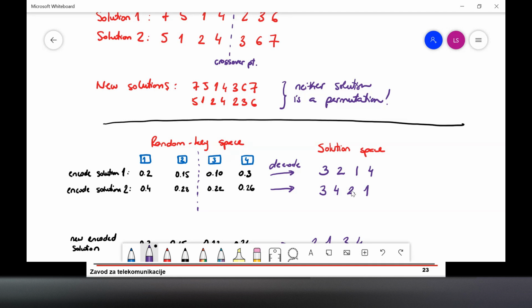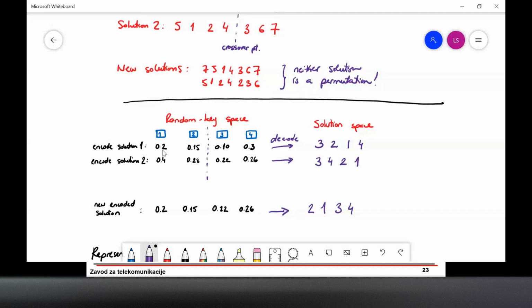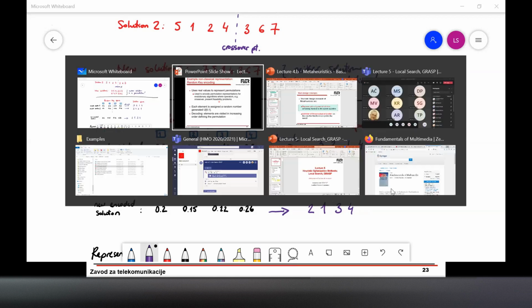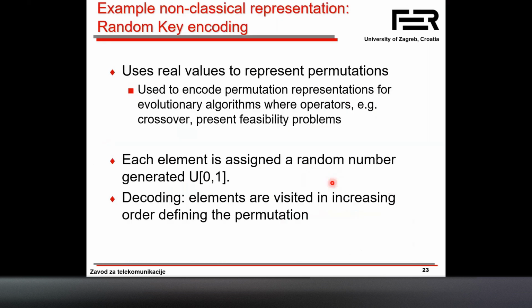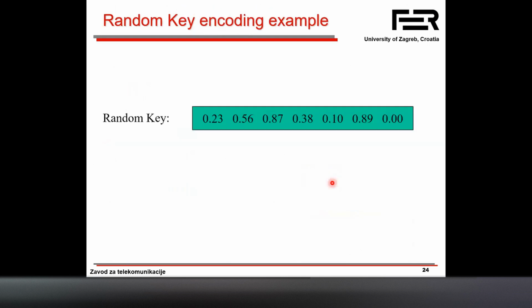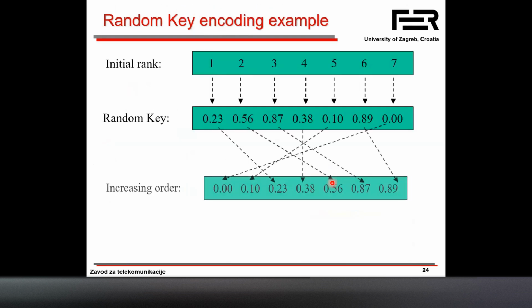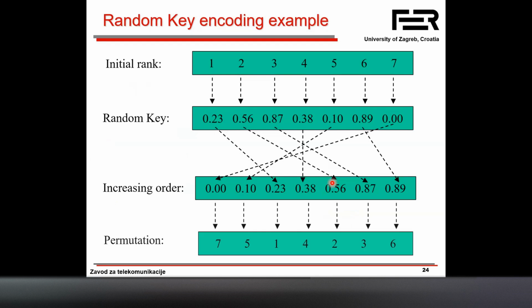When we specify a crossover, we use this random key space, so we cross over, we get 0.2, 0.15, and take these 2 values down here, 0.22, 0.26. When we decode this solution, we get 2, 1, 3, 4, which is always going to be a feasible or valid solution. So this is just an example. Let's go back to the slide, where we use this random key encoding to be able to obtain feasible permutations.